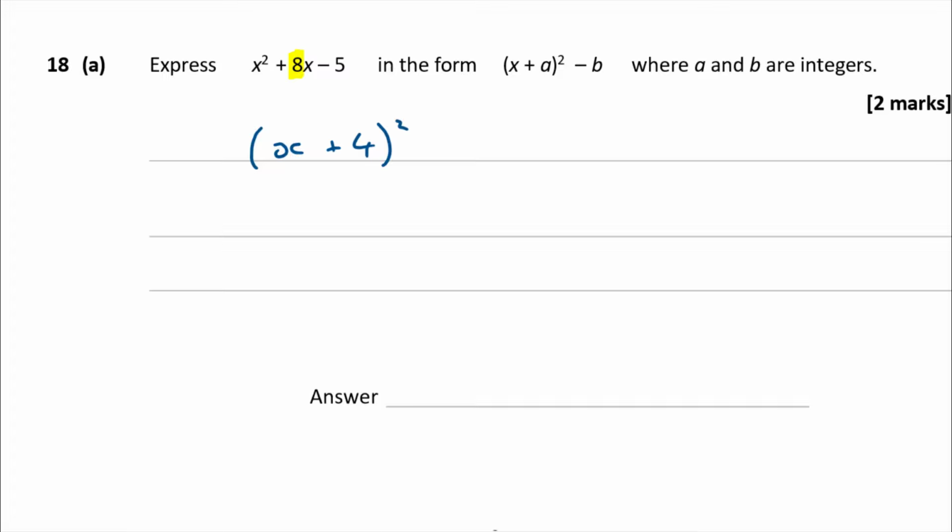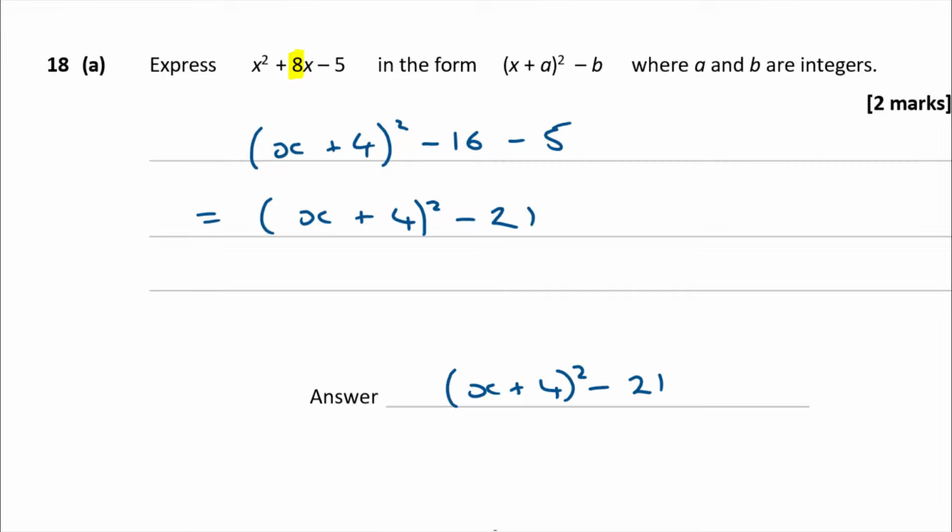Okay, that's what we're replacing those first two terms with, but x plus 4 all squared is actually x squared plus 8x plus 16 if you multiply it out. So we need to take that extra 16 off that we've just introduced. Okay, and then combining that minus 16 with a minus 5, I'm going to get x plus 4 all squared minus 21. So yeah, that's the completed square form of this quadratic, sorry. So x plus 4 all squared minus 21 is my answer.